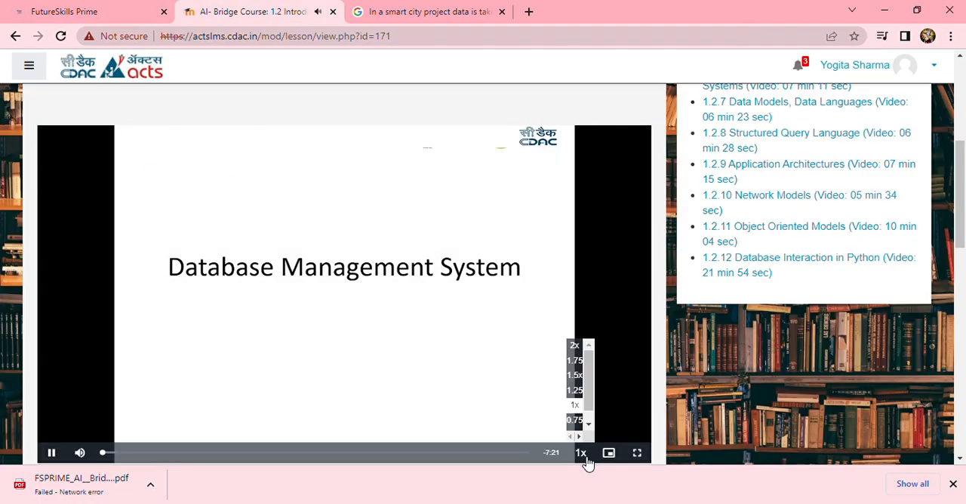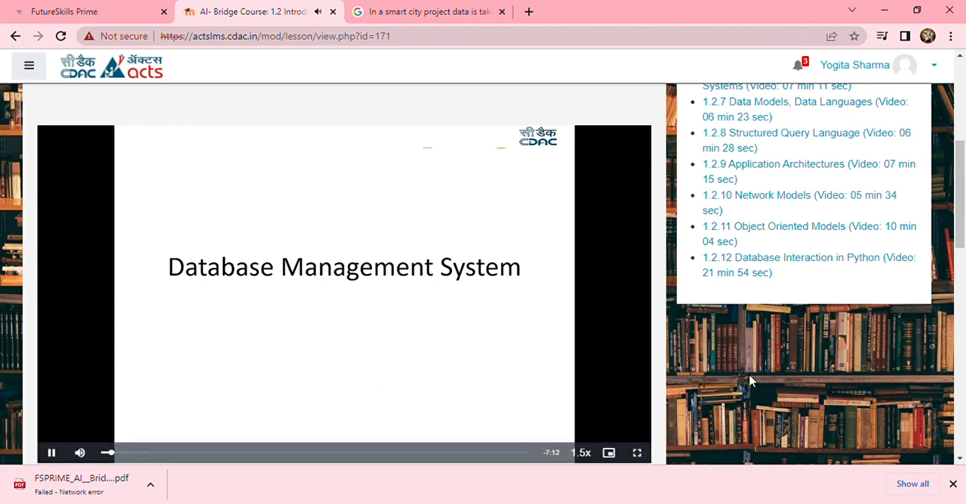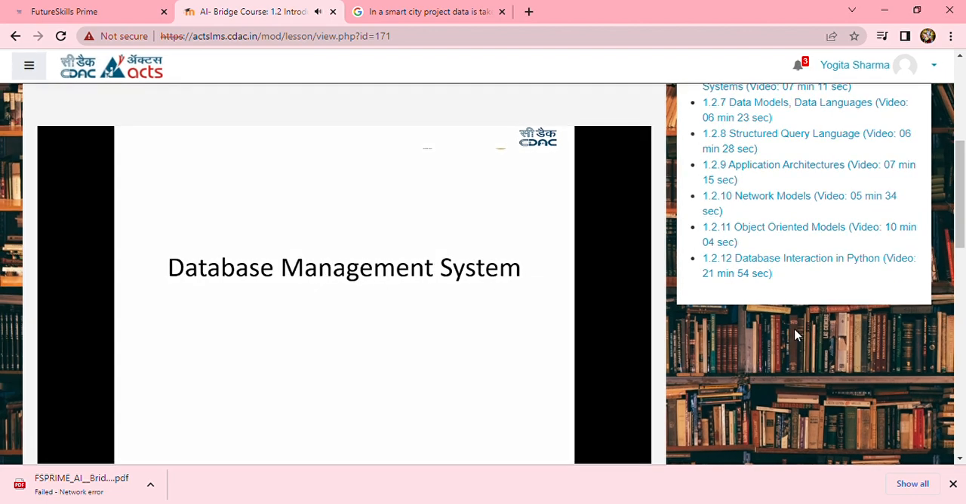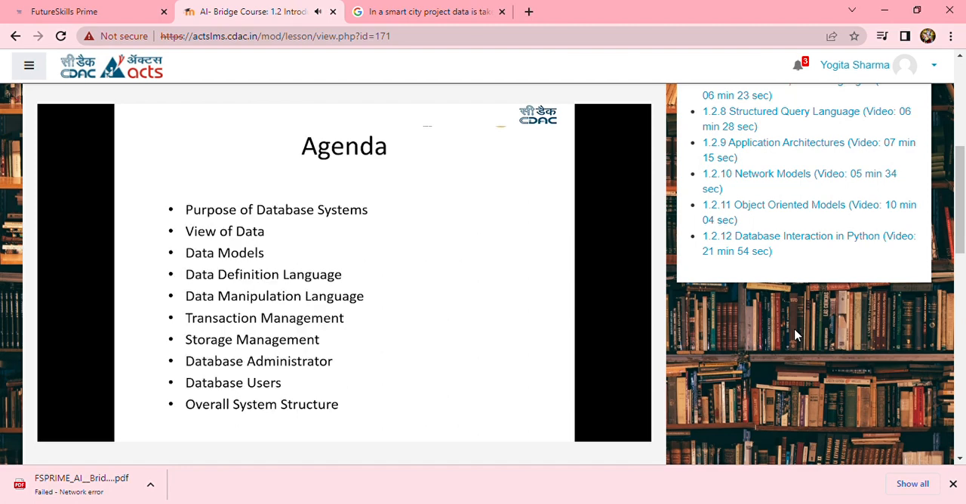Welcome to the session on database management systems. In the first session, that is in module 1, you have learned about what is data, what kind of data we have, and what are the different kinds of data that we can handle, right? Now, in this particular module, we are going to learn about what a database management system is.